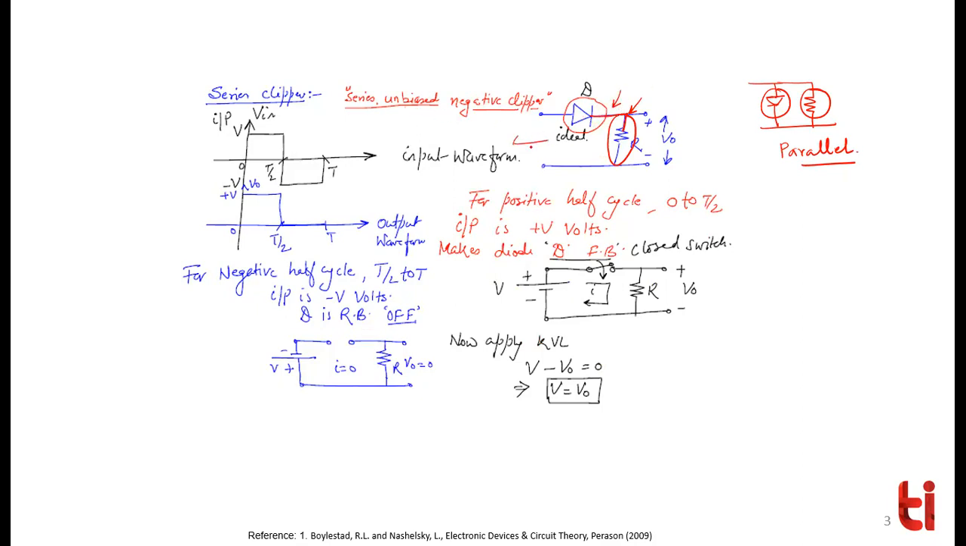Here you have only an input signal, an output, a resistance, and a diode. You don't have any batteries there, so we call it a series unbiased clipper. And why we are calling it a negative clipper, we will be able to understand only after we complete the output wave.